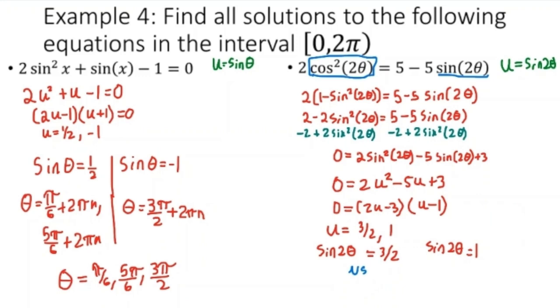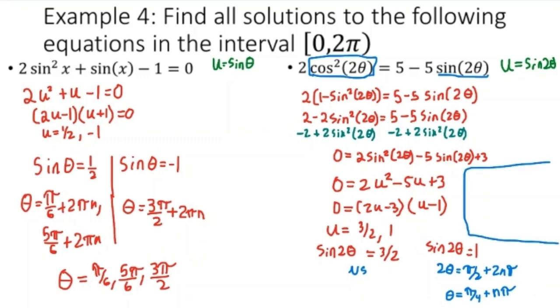What about sine 2 theta equals 1? If we go to the unit circle, there's only one point with a y component of 1, and that point corresponds to the angle pi over 2. So 2 theta would equal pi over 2 plus 2n pi. And if we divide everything by 2 to solve for theta, we get that theta equals pi over 4 plus n pi. But remember, we only want answers between 0 and 2 pi. Well, if I make n negative, pi over 4 minus a negative multiple of pi will be negative. That's too small for the interval.